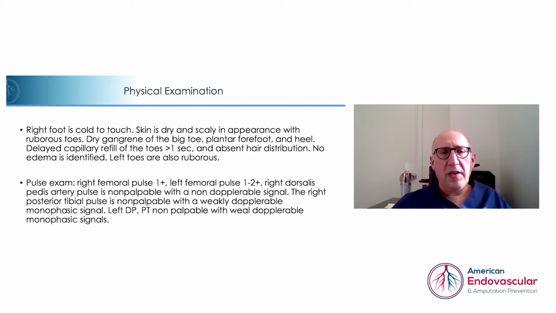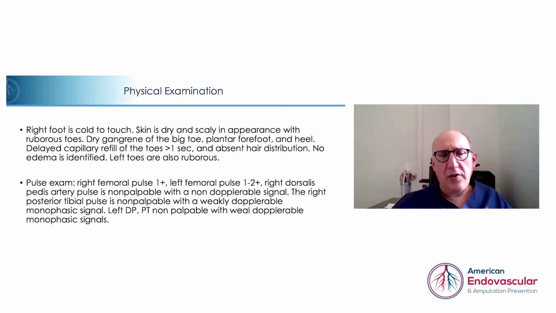On physical examination, the right foot is cold to touch. Skin is dry and scaly in appearance with rubrous toes. Dry gangrene is noted at the tip of the big toe, the plantar forefoot between the third and fourth toes, and the heel. Late capillary reflow of the toes greater than 1 second is noted, and absent hair distribution. No edema is identified, and the left toes are also rubrous.